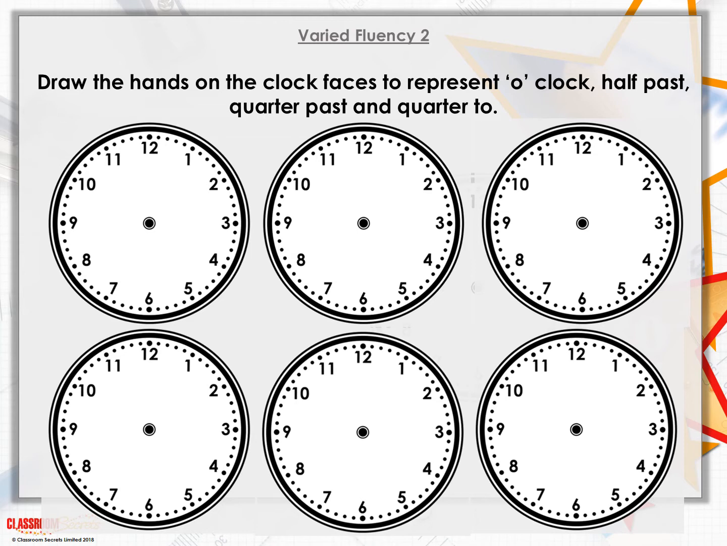So what I want you to do is show me in your books 6 times of the day where you show at least once all of those times for me. So something o'clock, half past something, quarter past something and quarter to something. Remember to upload those as part of your work in your portfolios for all those members of staff to check.